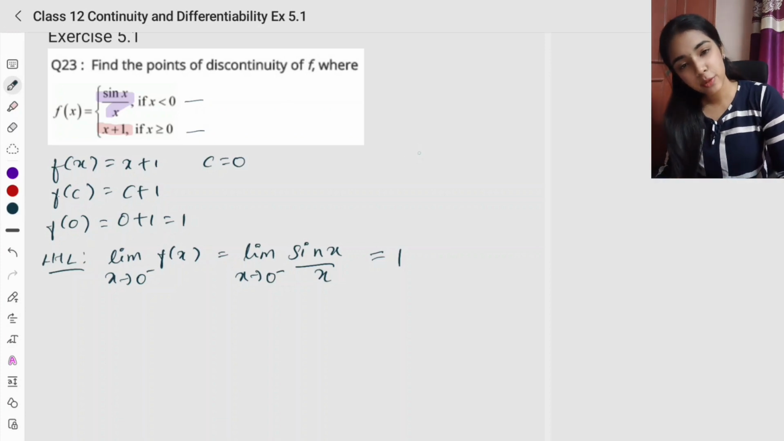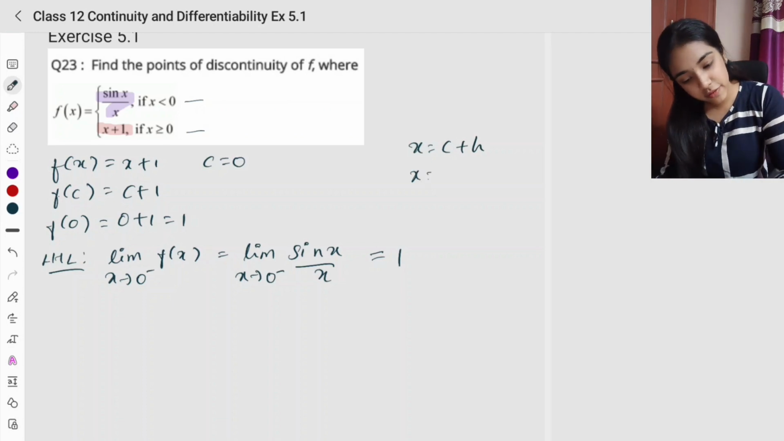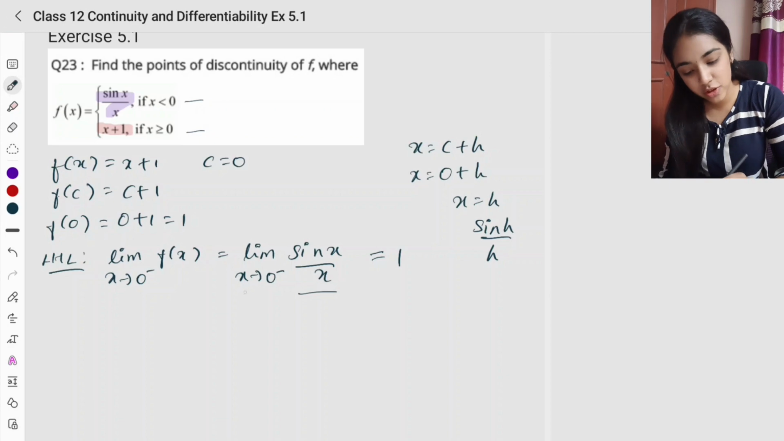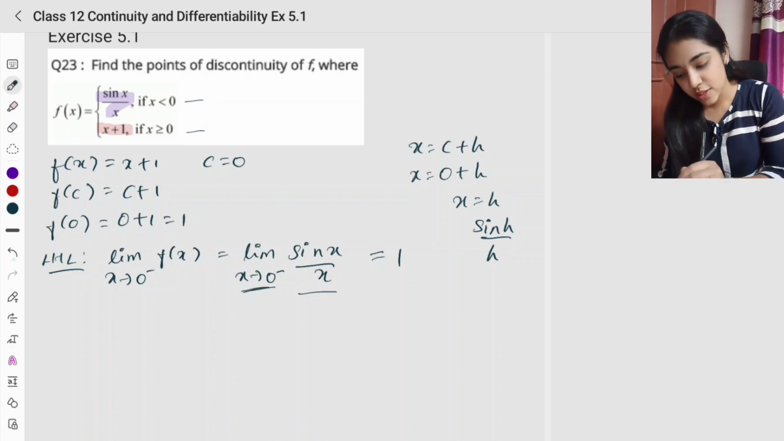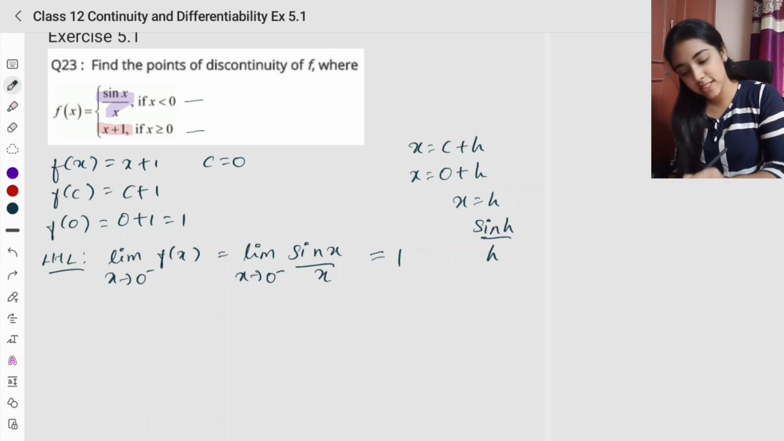Even if you do the substitution, x is equal to c plus h. This is our general substitution, correct? So what is the value of c for you? 0 plus h. So x is equal to h. You'll again get sin h divided by h, which is very similar to sin x divided by x, because your limit is already tending to 0, correct? So in this case, I'm directly going to write sin x divided by x is equal to 1. This is my right hand limit.